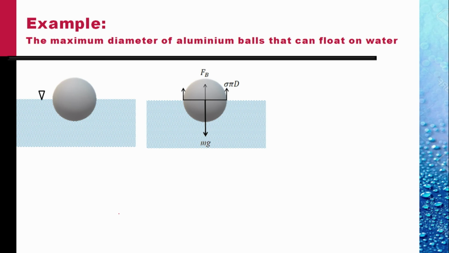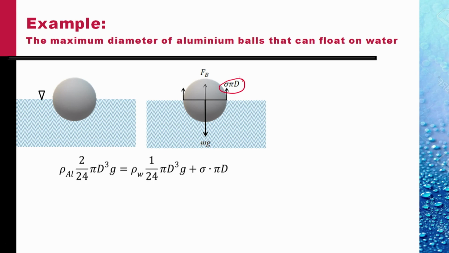The weight would be rho of aluminum times g times 4/3 pi r cubed. And the third force is the surface tension force, which acts over a length pi d, so that the force is sigma pi d. If we put all the forces together, we get the weight should be equal to the buoyancy force upward plus the surface tension force upward.